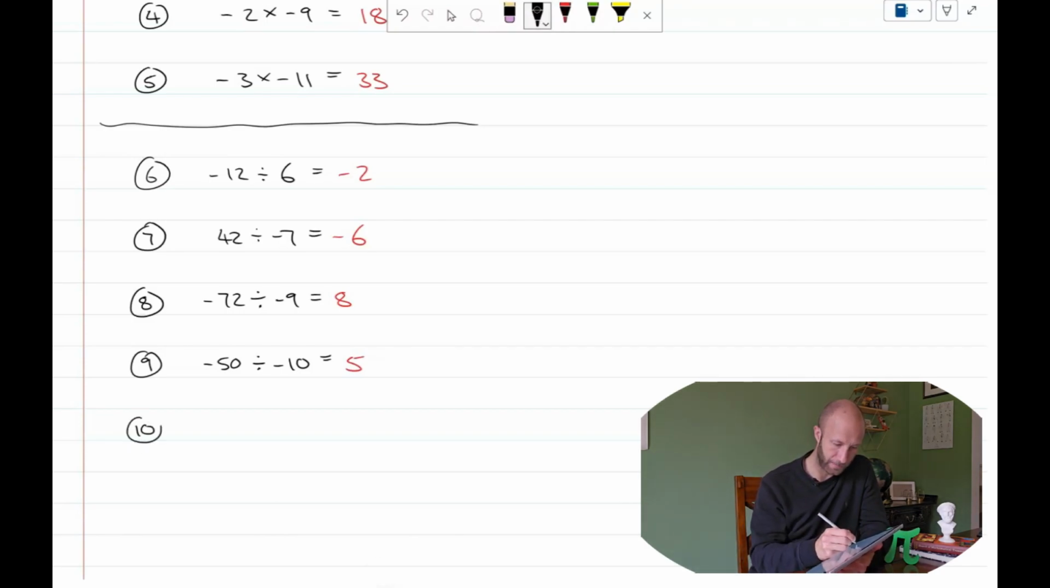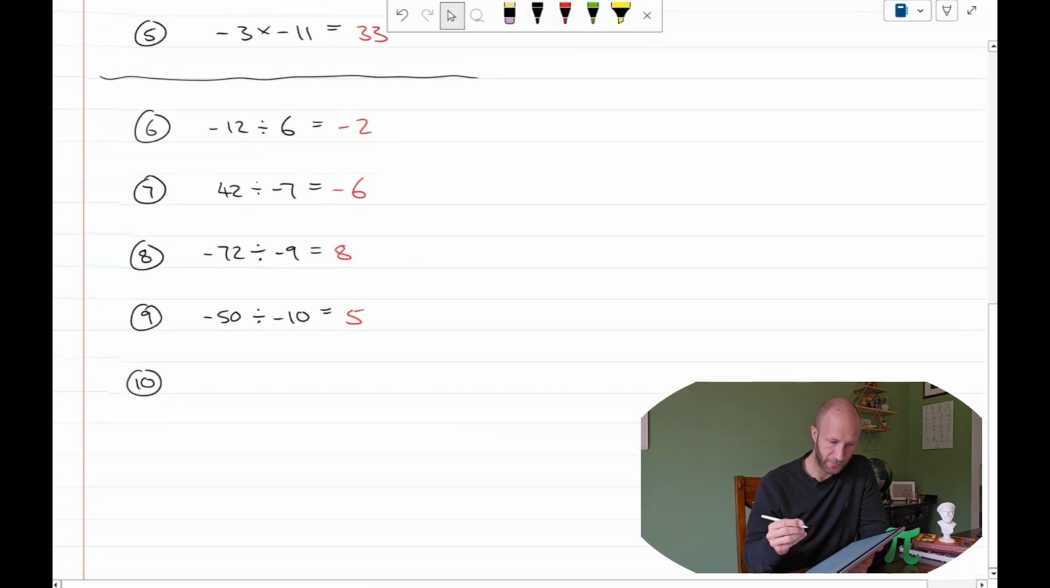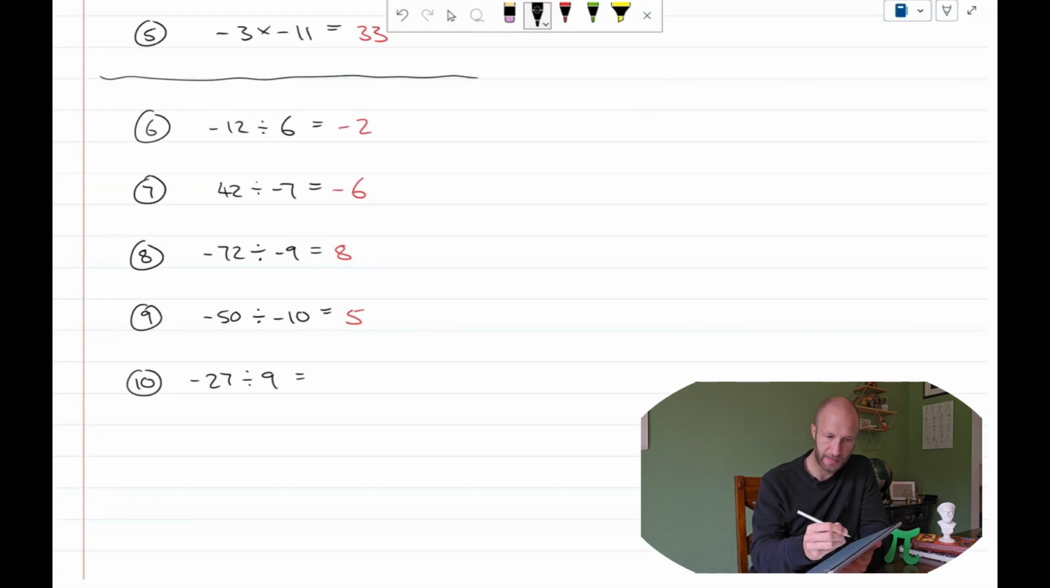And then one more, number 10. We'll do minus 27 divided by 9. And this is a negative 27 divided by a positive. So negative divided by positive. We still do 27 divided by 9. But because it's a negative divided by a positive, we get negative 3 rather than positive 3.